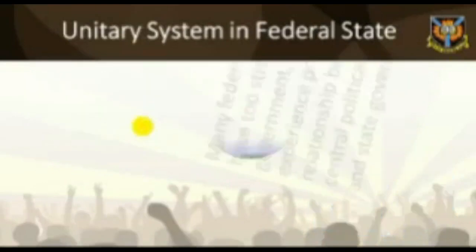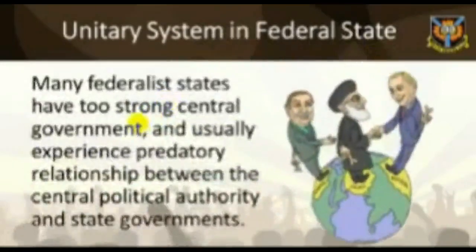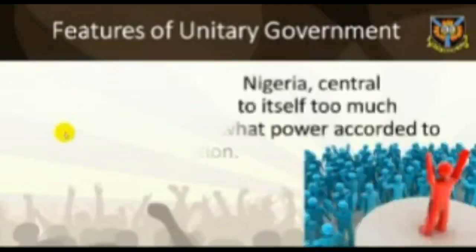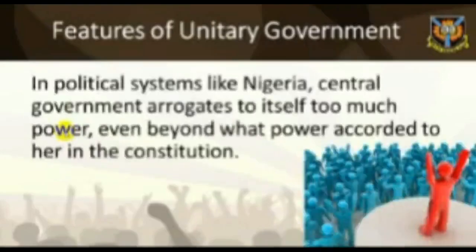The fact is that many federalist states have two strong central governments and usually experience predatory relationship between the central political authority and state governments. We are all aware that in political systems like Nigeria, central government arrogates to itself too much power, even beyond the power accorded to her in the Constitution.